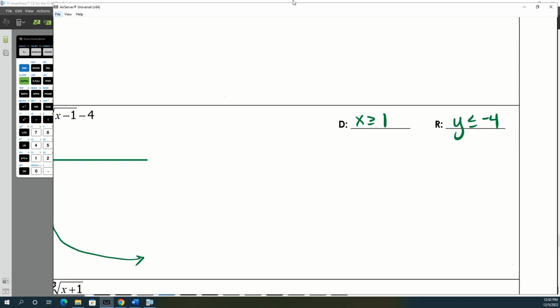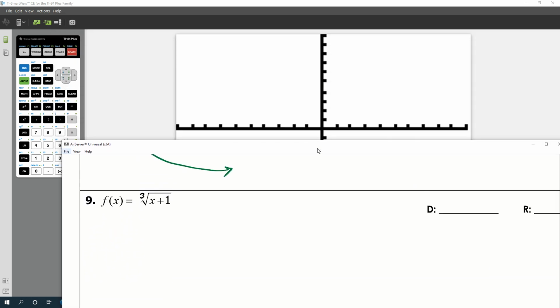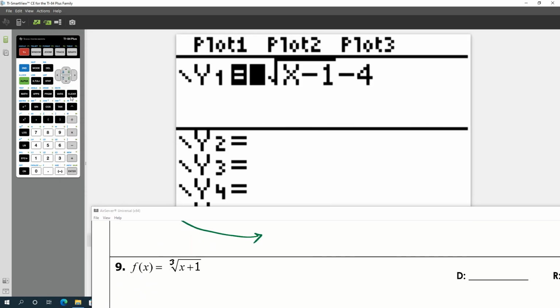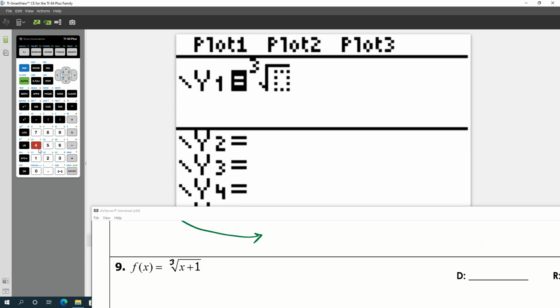All right. And then the last one, the cube root graph, you're probably going to be able to get the domain and range of a cube root graph without looking at it. I just want to remind you how you get cube roots. So how do you get the cube roots? Math. You actually do math 4 on this one because that's always a cube root. But math 5 will work also. You just have to go back and do 3.